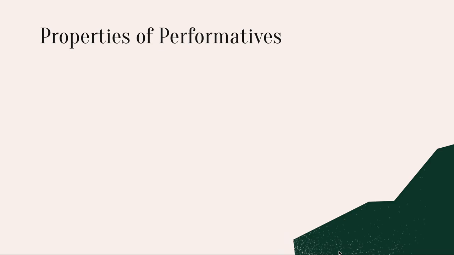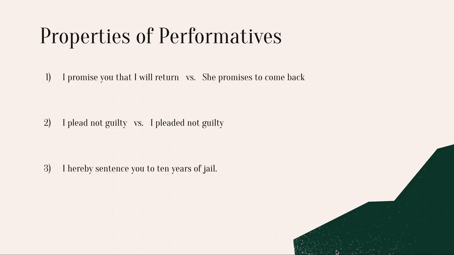As performatives have such special effects, it is also possible to characterize the grammatical properties of performatives. First, "I promise you that I will return" is a performative because it's making the act of promise, but "she promises to come back" is an observation for which it is possible to determine whether it's true. This is a constative. Therefore, performatives should be in first person.